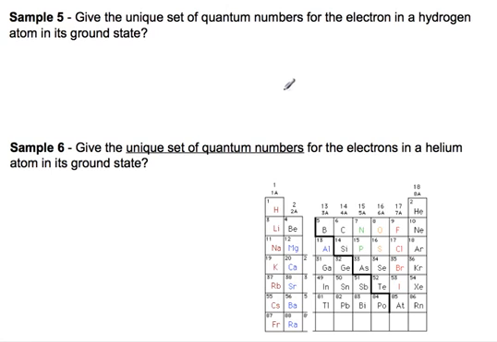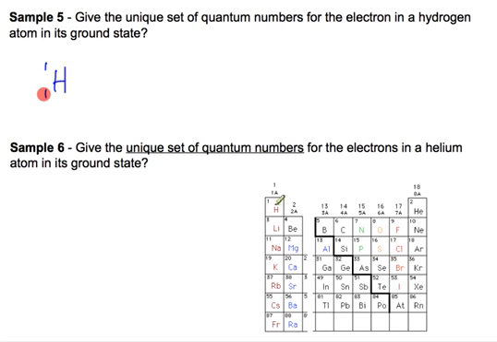Now we get into the part that I prefer and find a bit more interesting. That's where you come up with the sets of quantum numbers for electrons in a specific atom. So let's look at this first one: give a unique set of quantum numbers for the electron in a hydrogen atom in its ground state. Well, hydrogen has a single electron. So there it is. That's hydrogen's electron, and we're going to have to come up with a set of quantum numbers for that.